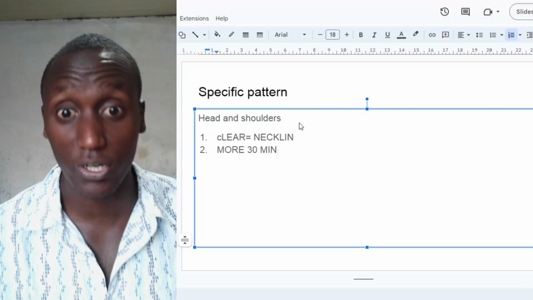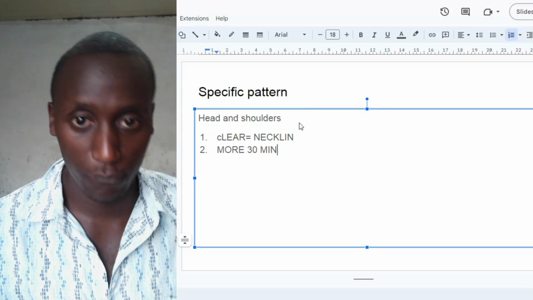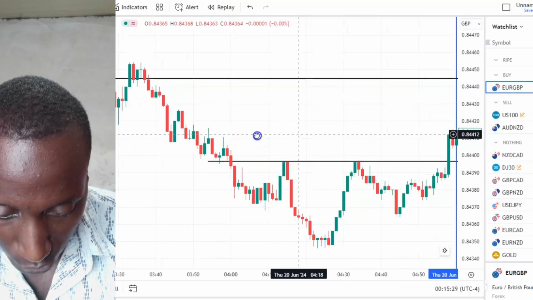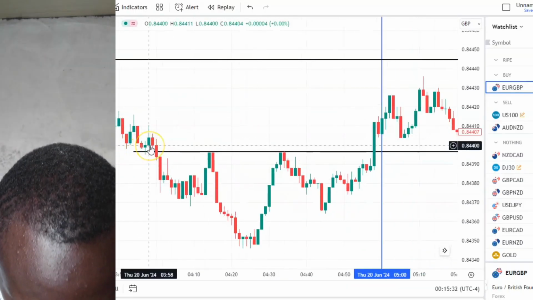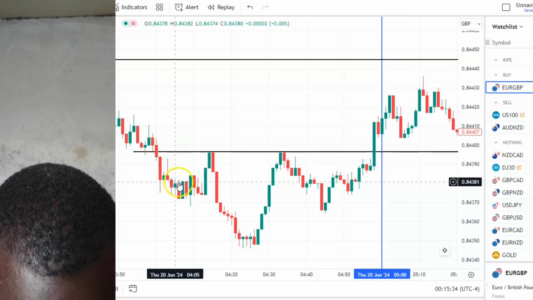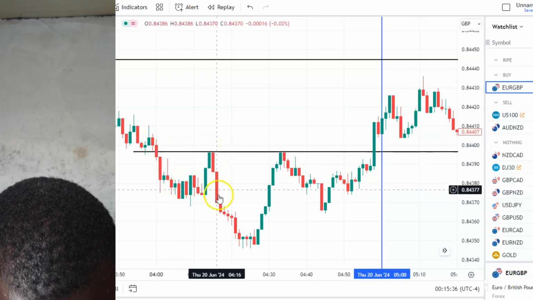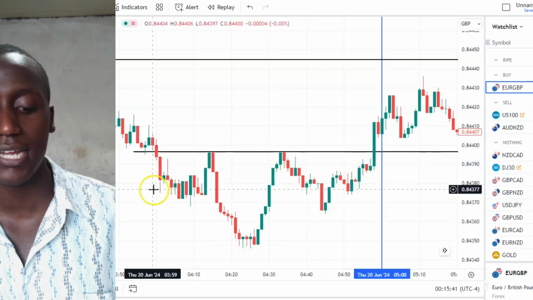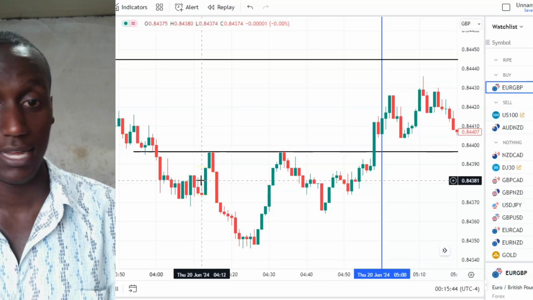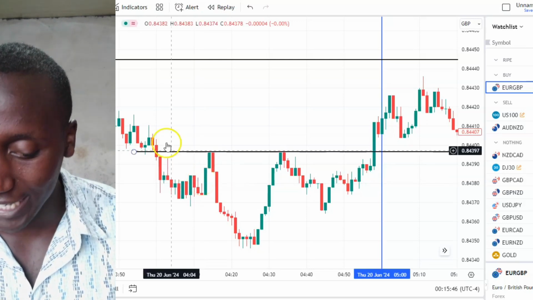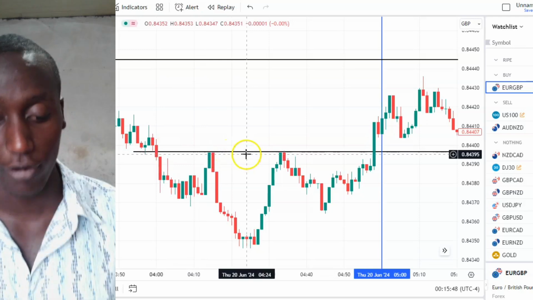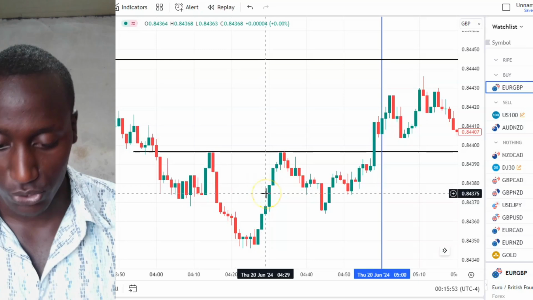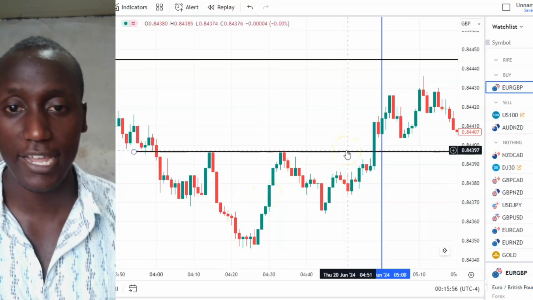So the time it takes for it to complete the first shoulder to the last shoulder is more than 30 minutes. So we can see that after the breakout, we got this left shoulder, we got this head, and then we had the right shoulder forming. This is a very clear head and shoulders pattern that first of all has a very clear neckline. Second of all, it has taken more than 30 minutes. It took almost an hour to set up. And so this is a very high quality setup.